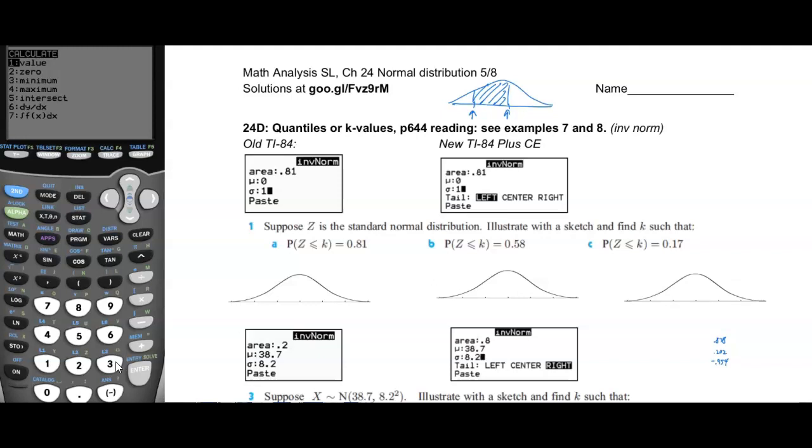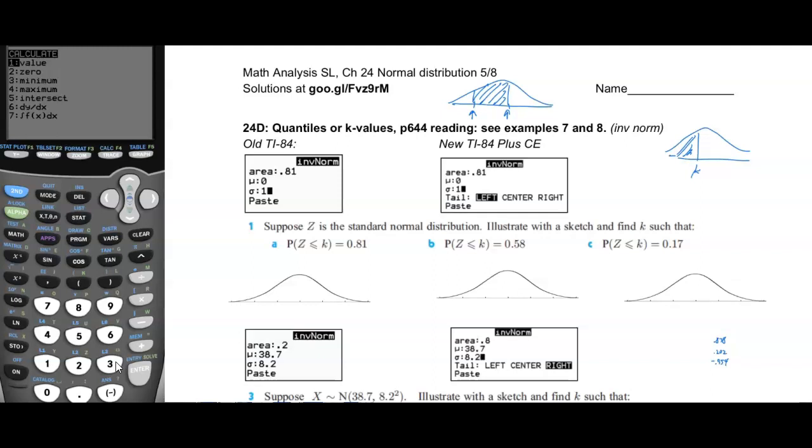What we're going to do here is we're going to have an area, a percentage, and then we're going to figure out what value that would be so that it corresponds to that percentage, given a certain mean and standard deviation. It turns out that depending on what calculator you have, it is different, and the old TI-84 works a certain way, and the CE works a certain way, and the CE is definitely easier to use, but I'm going to show you how to use the old TI-84 here, and then I'll also talk about how you would do it on the CE, which is much easier.